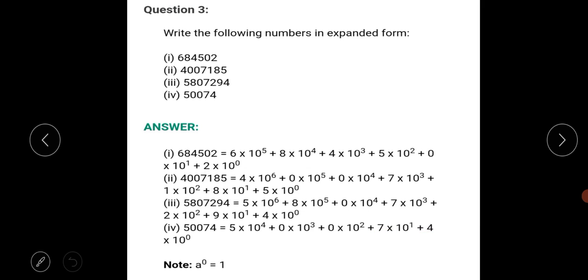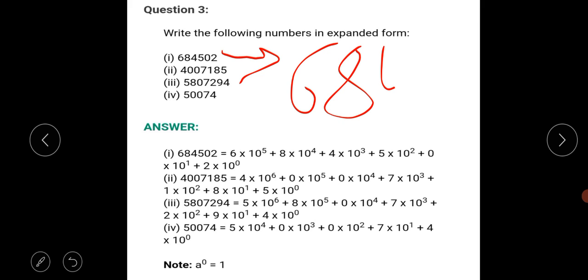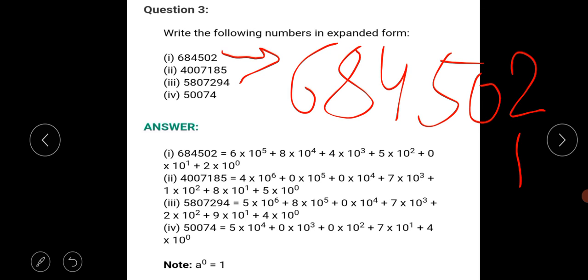Next, 4 questions are there and you have to write them in the expanded form. So how can we write it in the expanded form? I already explained in the previous video, which included several examples. So 684502. Firstly, do the place values. So this is at the ones place, so multiply it by 10 to the power 0. Then multiply by 10 to the power 1, 10 to the power 2, 10 to the power 3, 10 to the power 4 and 10 to the power 5.